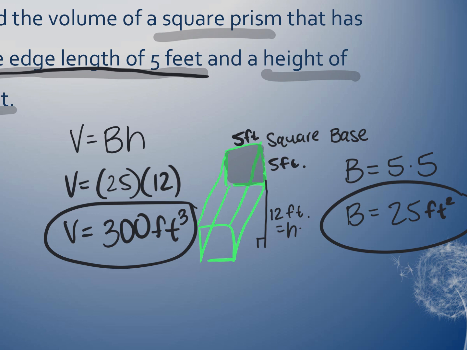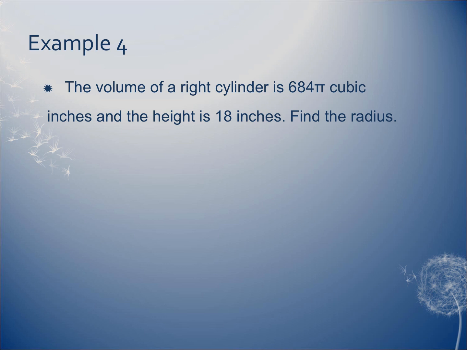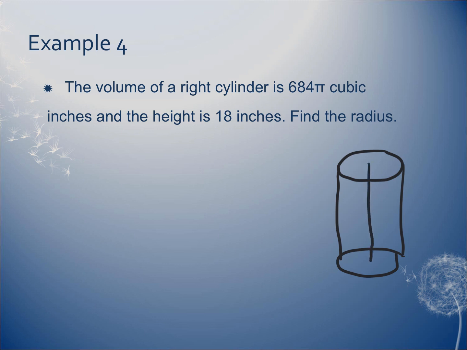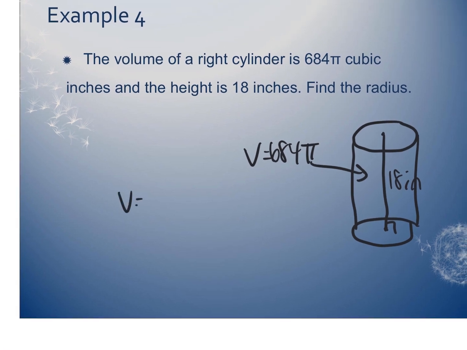All right, one more and we'll be done. The volume of a right cylinder is 684 pi cubic inches and the height is 18 inches. Find the radius. No picture given, so let's draw one. It's a right cylinder, so it's going straight up and down. It has a height, from top to bottom, of 18 inches, and the volume of the whole thing is 684 pi. Let's use our formula for the volume of a cylinder: the area of the base times the height.